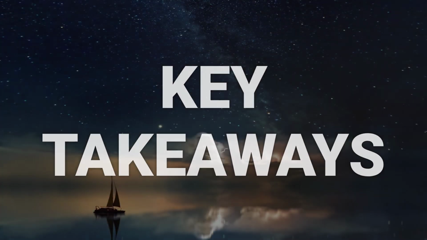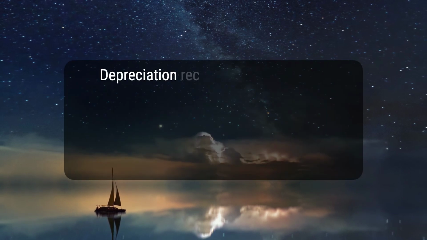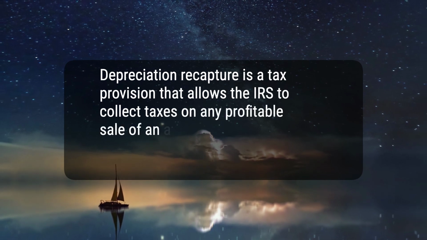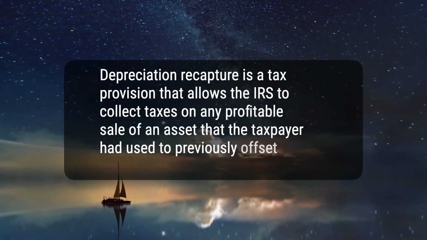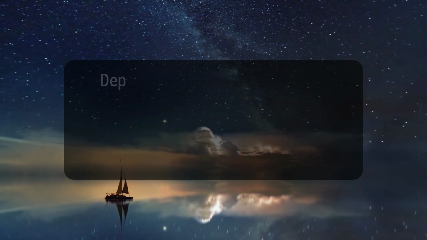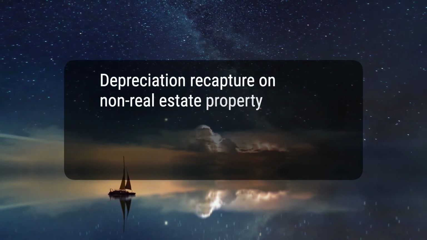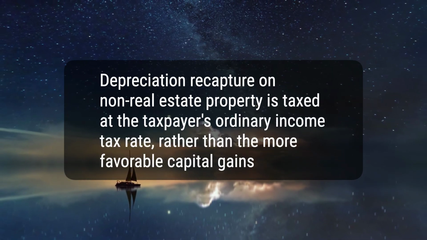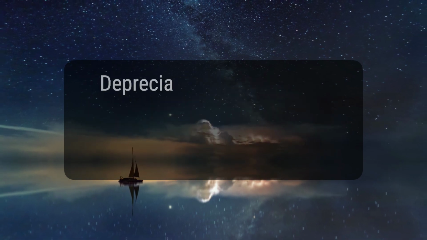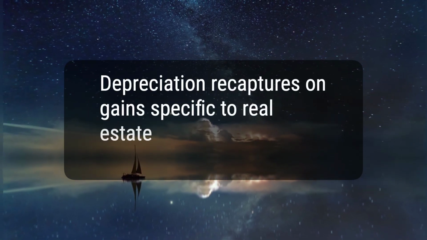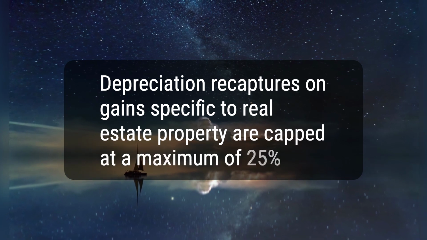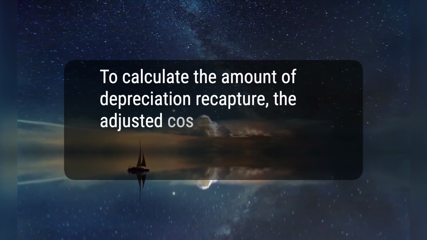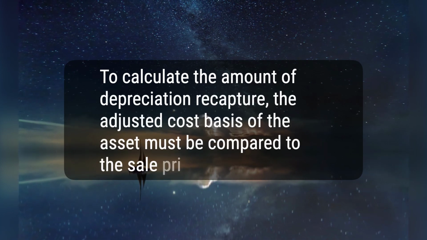Here are 4 key takeaways. 1. Depreciation recapture is a tax provision that allows the IRS to collect taxes on any profitable sale of an asset that the taxpayer had used to previously offset taxable income. 2. Depreciation recapture on non-real estate property is taxed at the taxpayer's ordinary income tax rate, rather than the more favorable capital gains tax rate. 3. Depreciation recapture on gains specific to real estate property is capped at a maximum of 25%. 4. To calculate the amount of depreciation recapture, the adjusted cost basis of the asset must be compared to the sale price of the asset.